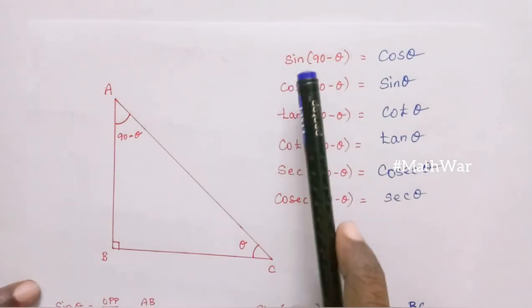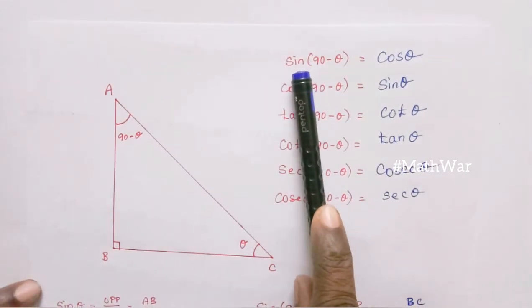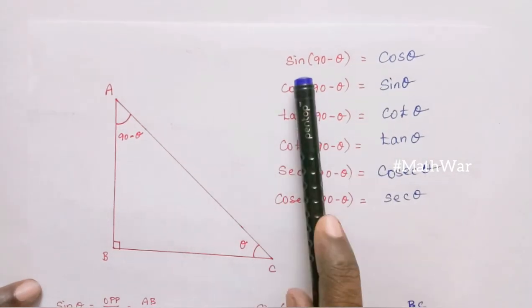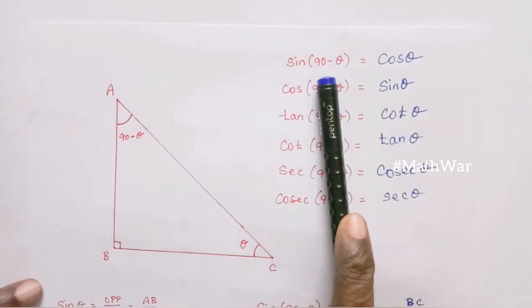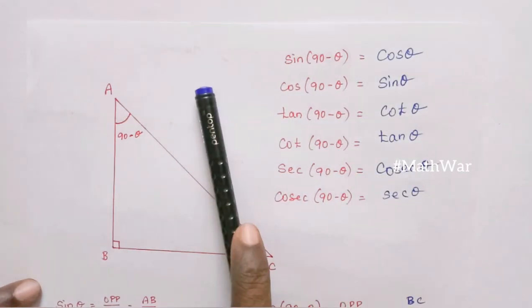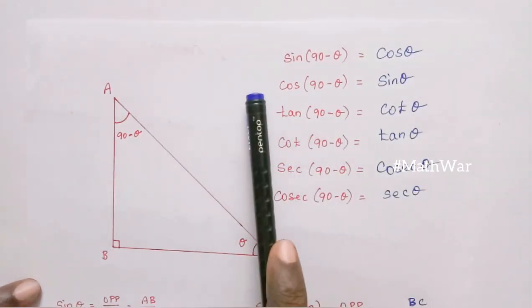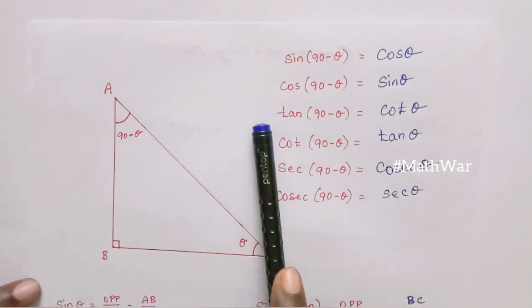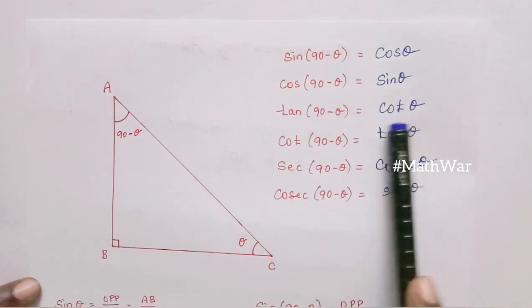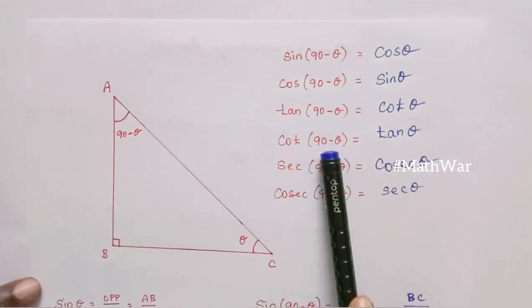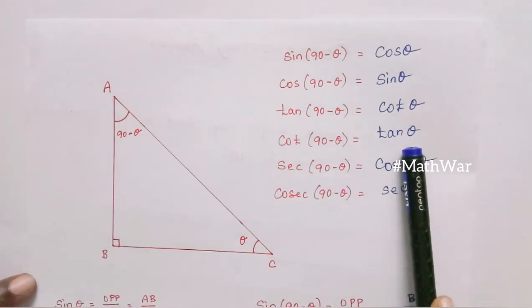Therefore, the complementary angle of sine theta is cos theta, that is, complementary angle of sine theta is sine of 90 minus theta, and that answer is cos theta. Therefore, the complementary angle of sine theta is cos theta, complementary angle of cos theta is sine theta, complementary angle of tan theta is tan of 90 minus theta, that is cot theta, and complementary angle of cot theta, cot of 90 minus theta will come, that is equal to tan theta.